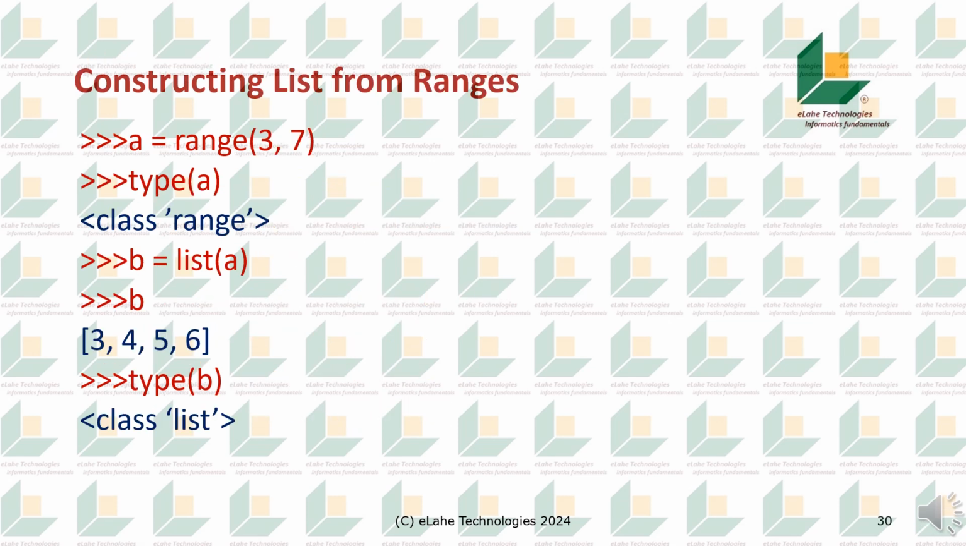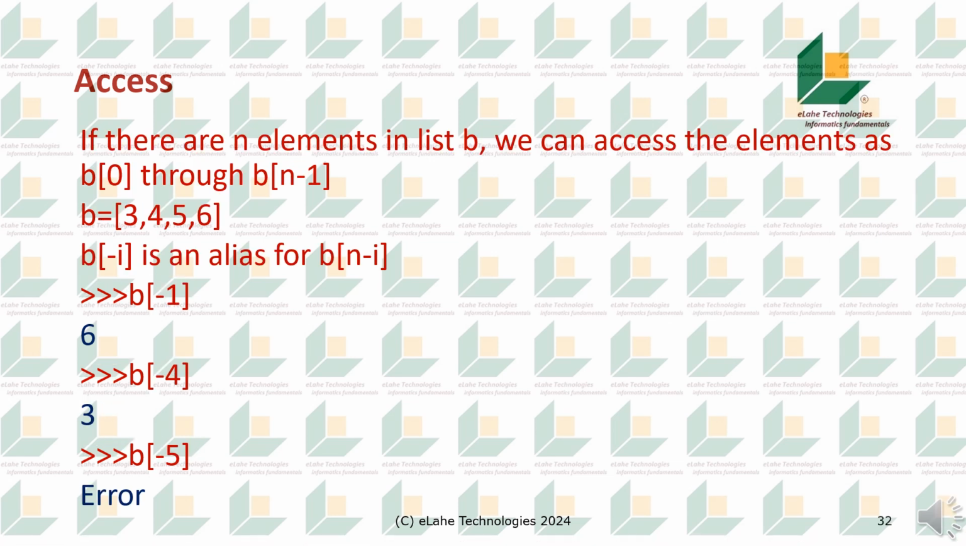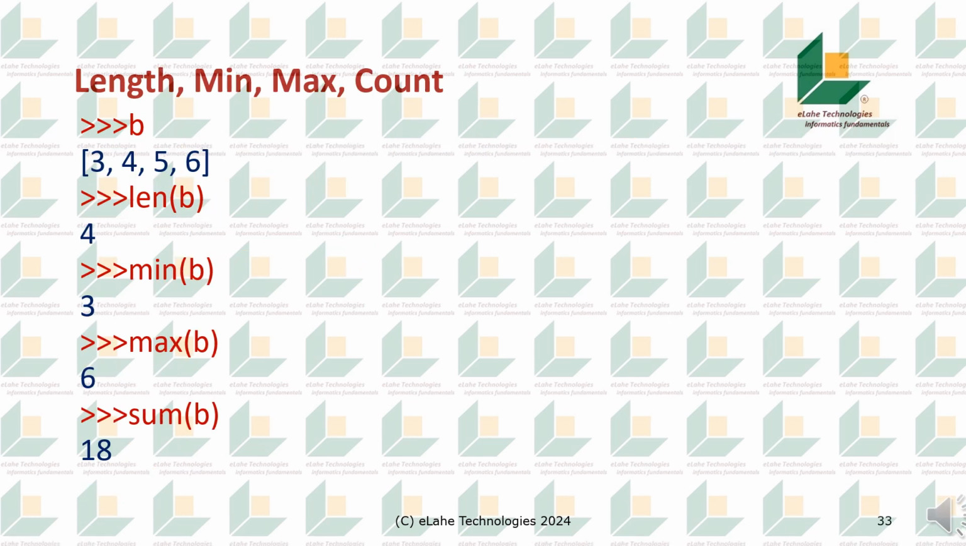Here, we construct a list from a range. An element in a Python list may be accessed using the square bracket notation. If there are n elements in list B, we can access the elements as B[0] through B[n-1]. B[-i] is an alternative way to reference B[n-i]. In this example, we apply various operations on a list of integers.